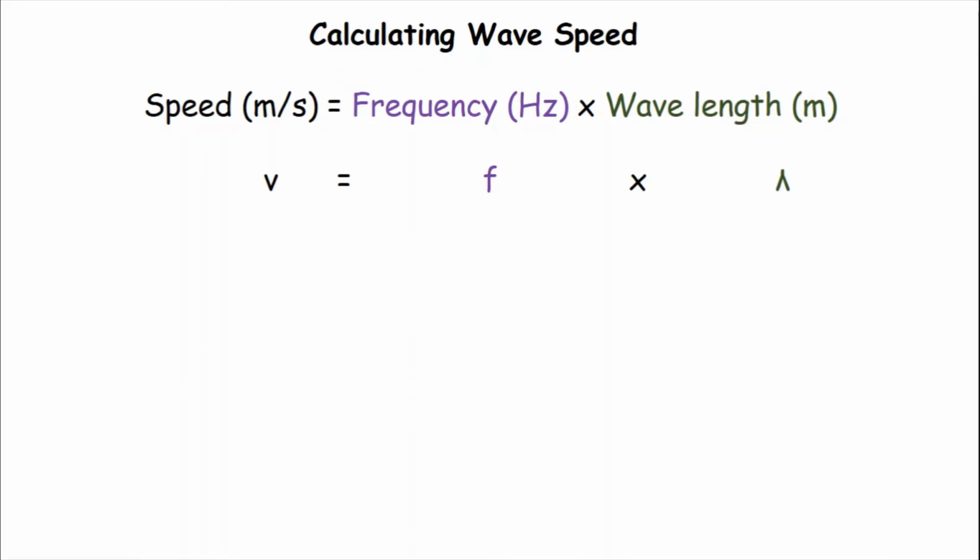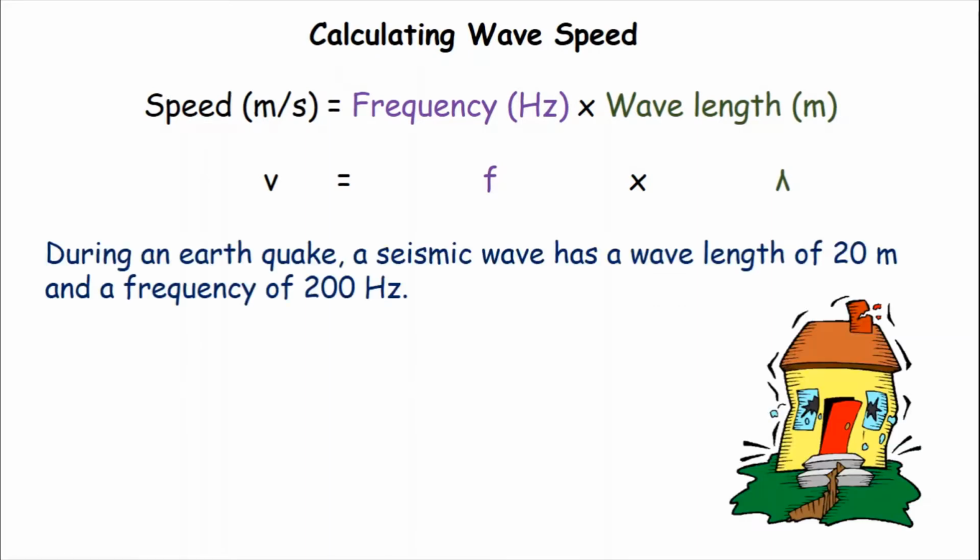Now we're going to look at another example again. During an earthquake, a seismic wave has a wavelength of 20 meters and a frequency of 200 Hz. Calculate the speed of the seismic wave. Now have a go yourself trying to calculate the speed of the seismic wave. Use the equation above. You can pause the video to try to calculate it yourself.